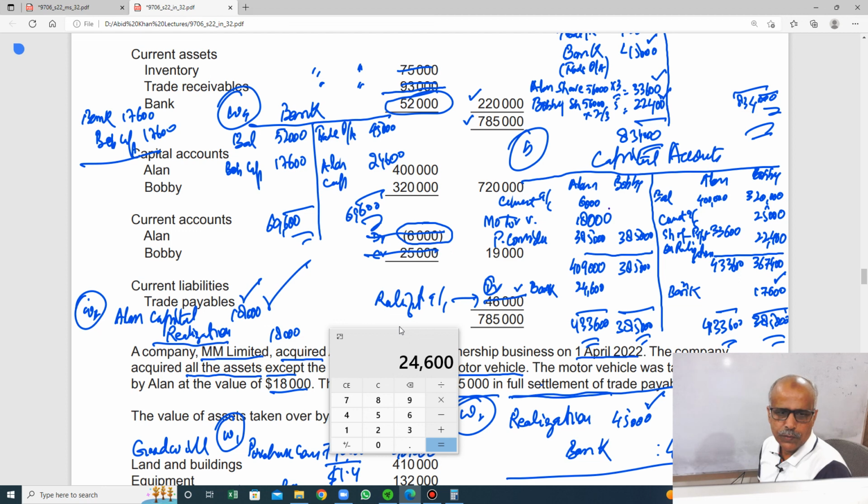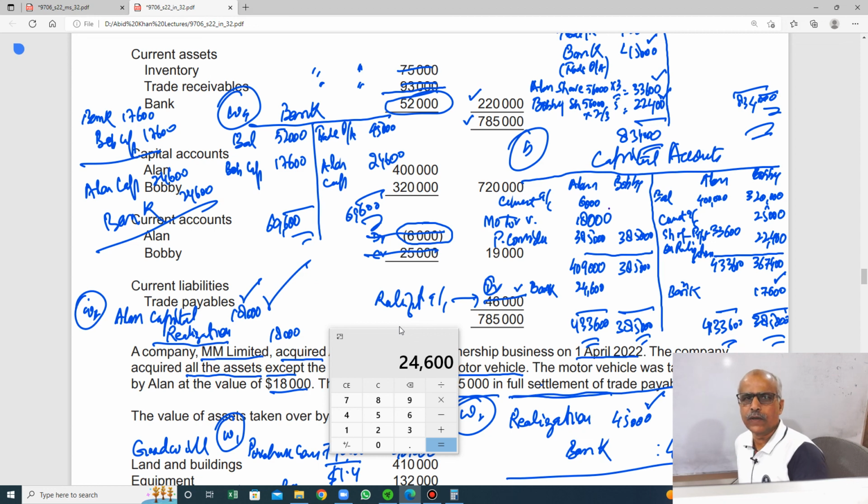So what will be the entry? Your Alan Capital will be debited with 24,600 and bank will be credited 24,600. So by this all the accounts will get closed, and we have done with A part and B part.